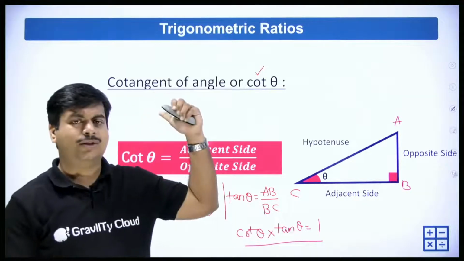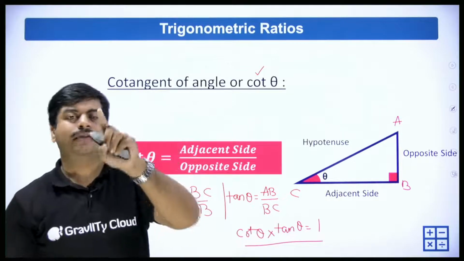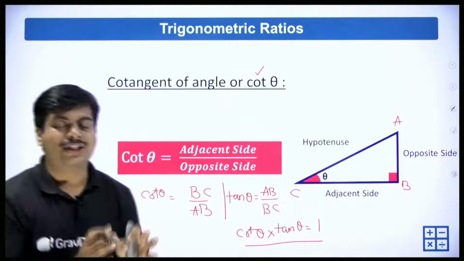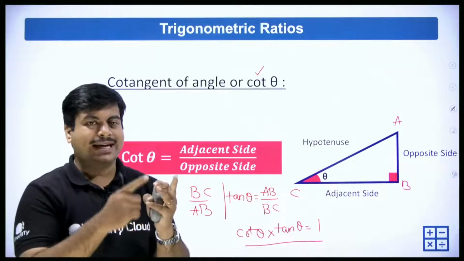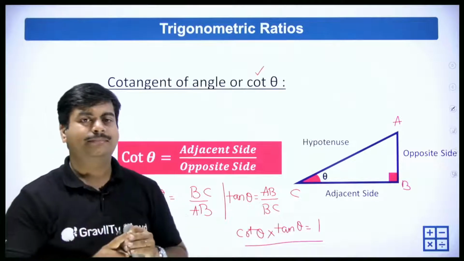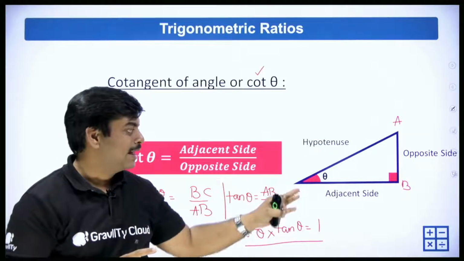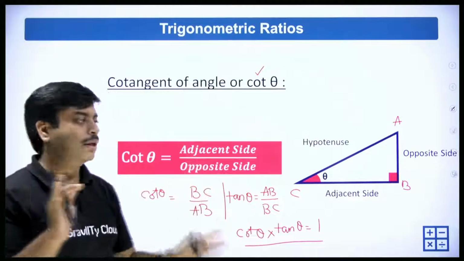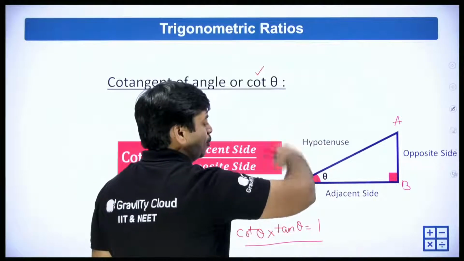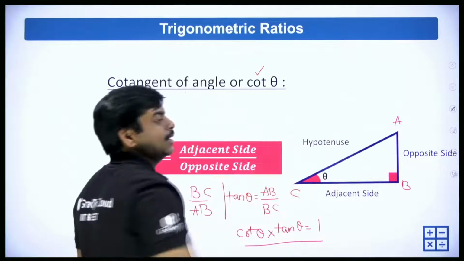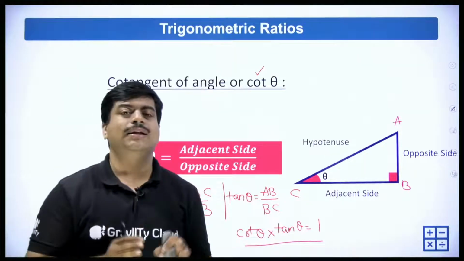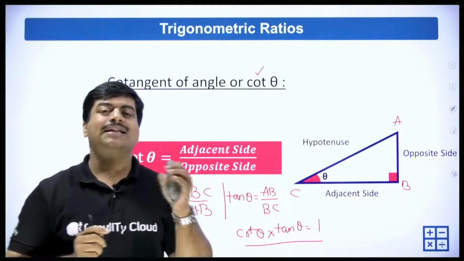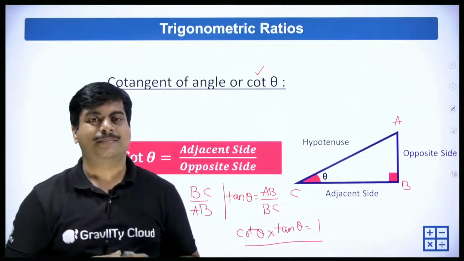The same way, in the earlier case also, secant into cos will also give you 1. So these are the different trigonometric ratios we have. Opposite, adjacent, hypotenuse. We have 3 sides. Opposite by adjacent, adjacent by hypotenuse, hypotenuse by opposite are 3 ratios. Opposite by hypotenuse, hypotenuse by adjacent, adjacent by opposite. We have 3 more. In total, we have 6 different trigonometric ratios, or we say 6 different trigonometric functions.